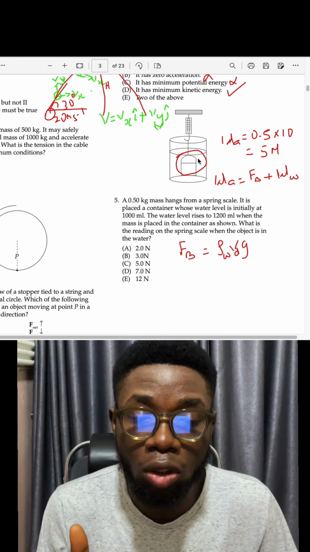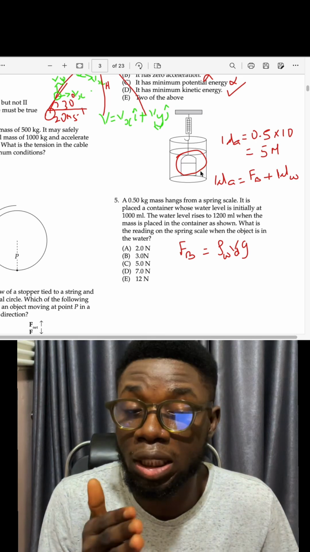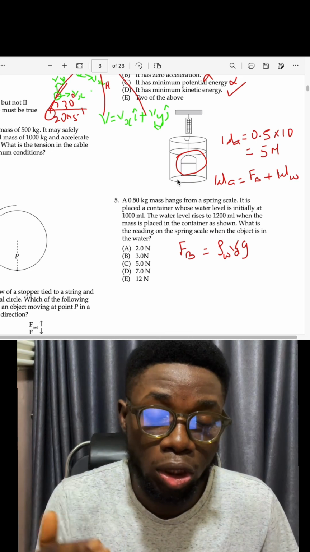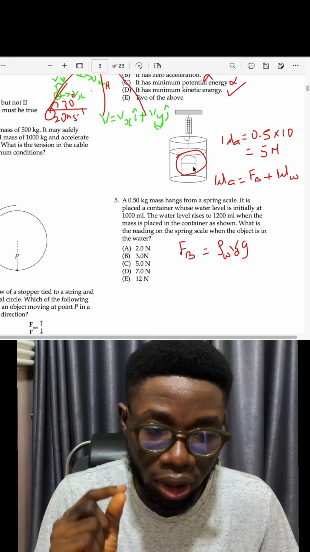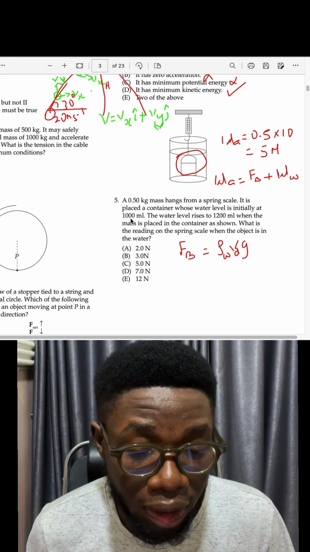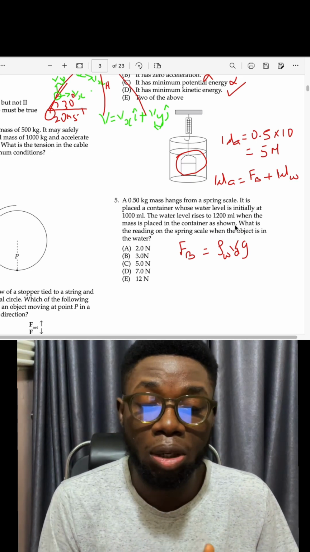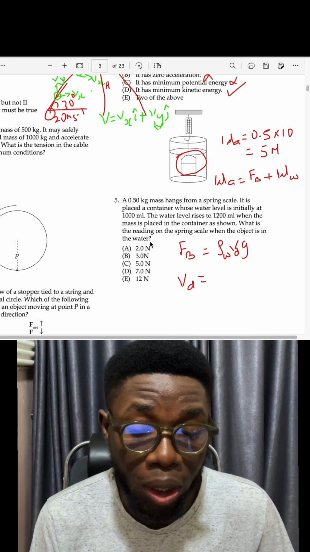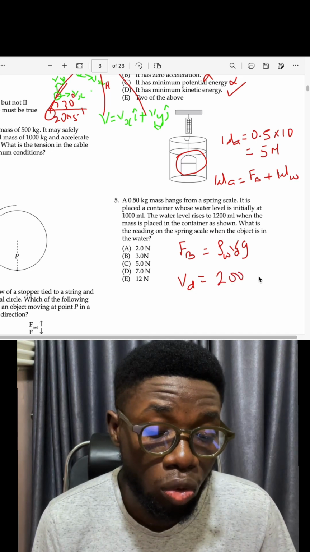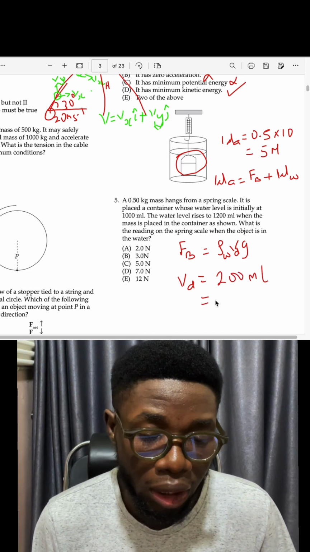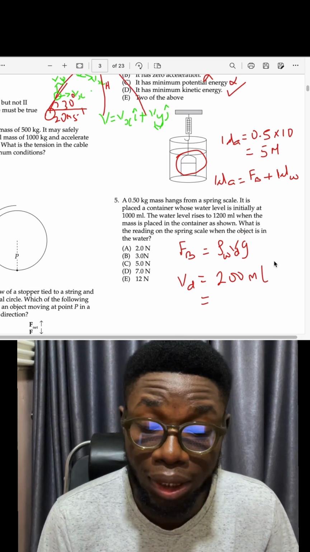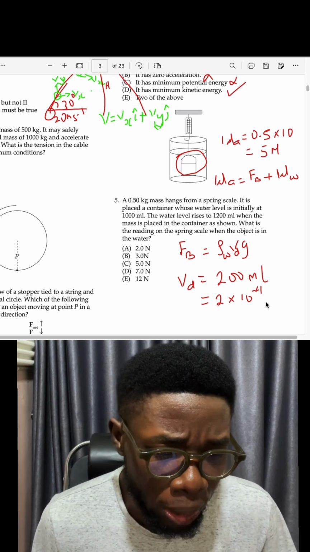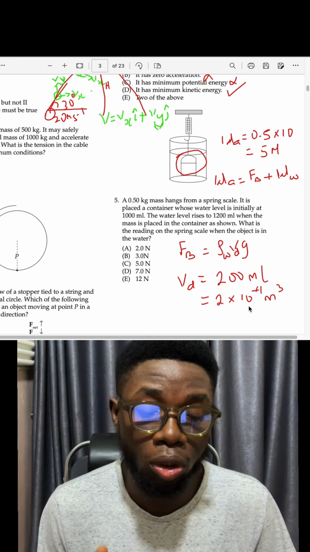When you look at this object, it was totally immersed in the fluid. Since it was totally immersed, the volume displaced is going to be the actual volume of the body itself. Initially the water level was 1000 milliliters. Now it has risen to 1200 milliliters. So the volume displaced is 1200 minus 1000, which is 200 milliliters. If you convert this into meter cube, just multiply by 10 raised to power negative 6, and that'll be 2 times 10 raised to power negative 4 meters cubed. So that's the volume displaced.